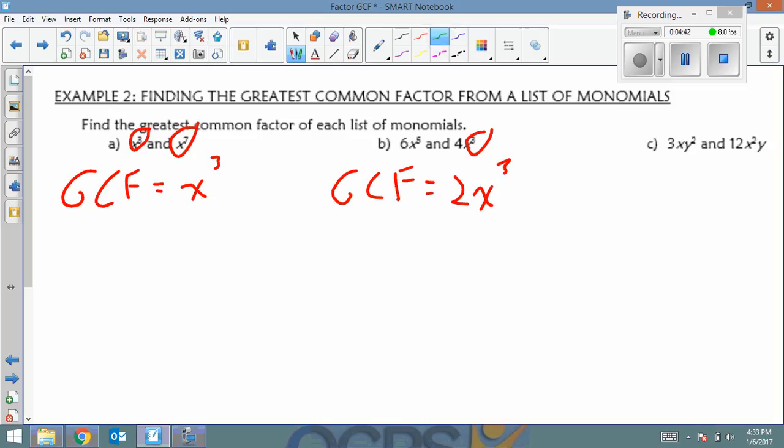Same thing with the last one. Our GCF of the numbers is 3, because 3 goes into both. Our smallest x would be x, and our smallest y is y, so our GCF is 3xy.